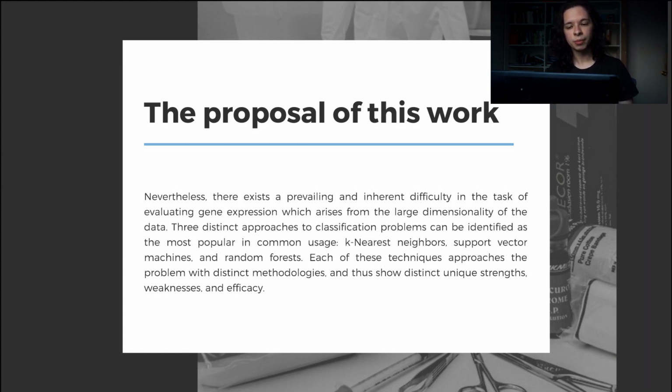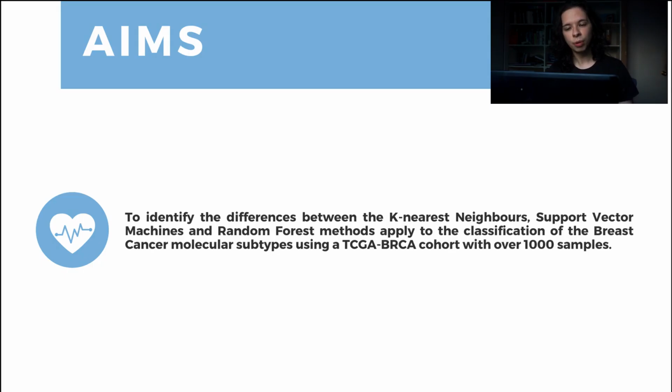There are 3 common approaches to this task: K-nearest Neighbours, support vector machines, and random forests. Each of these techniques approaches the problem with a distinct methodology and so has distinct strengths and weaknesses. Our objective is to perform an analysis of the efficacy of each of these methods applied to the classification of breast cancer molecular subtypes using a TCGA-BRCA cohort with over 1,000 samples.